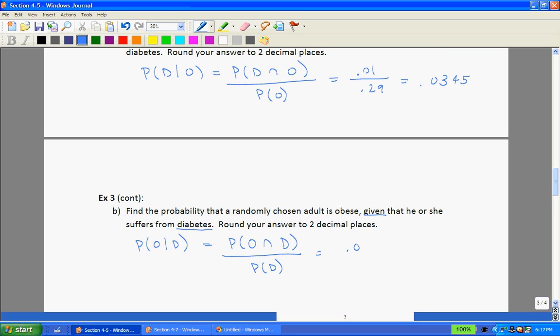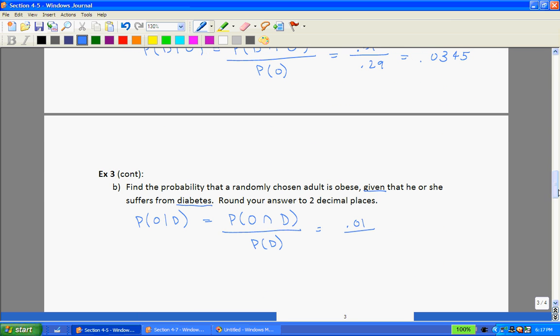So this will be 0.01 divided by 0.04, and that should be 0.25. Okay, so really important that you pay attention to order and that you also pay attention to the language of the problem. Which one are they telling me that we already know, and which one is the one we're trying to find out?